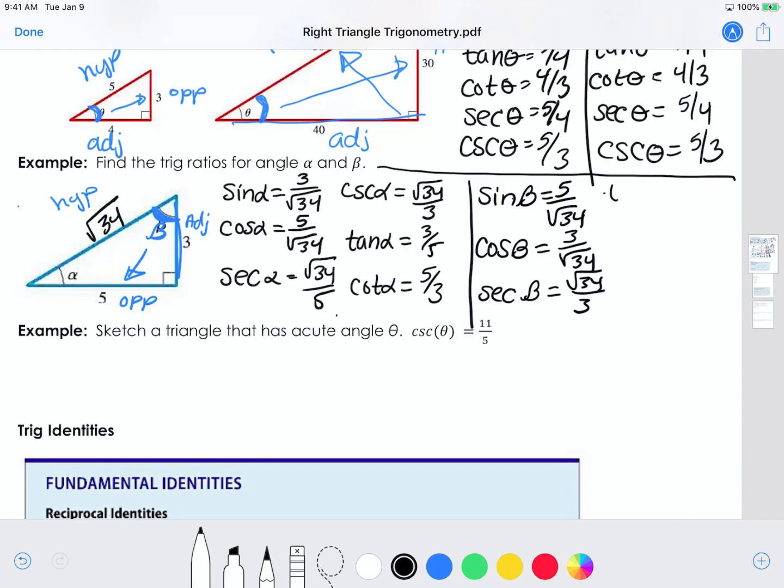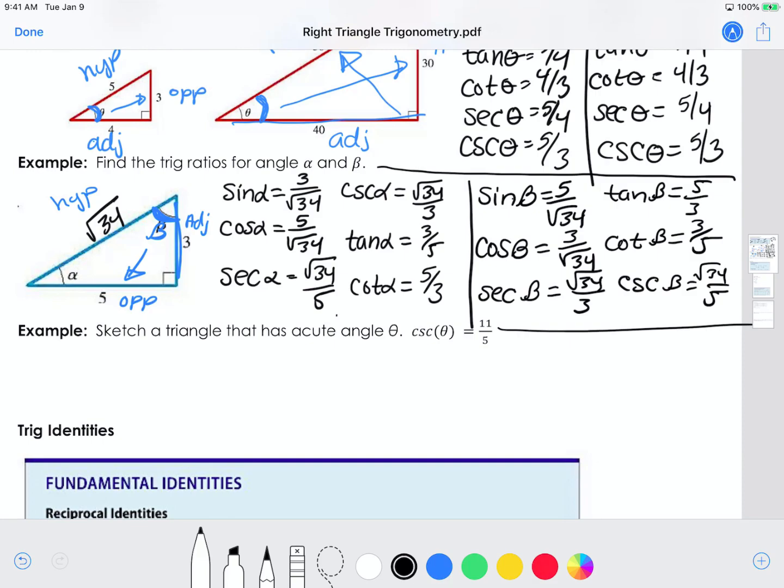Then tangent of beta is opposite over adjacent. So opposite is 5 and adjacent is 3. Cotangent of beta, adjacent over opposite. So that's going to be 3/5. And lastly, we have cosecant. And cosecant is defined as hypotenuse over opposite. So that's going to be the square root of 34 over 5. So these are all the trig ratios for alpha and beta.